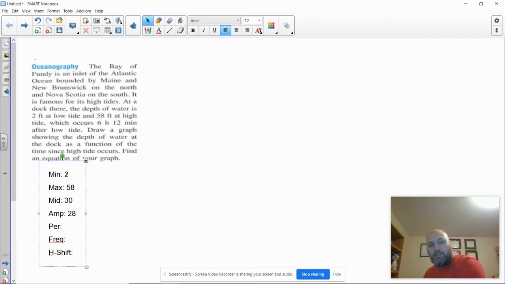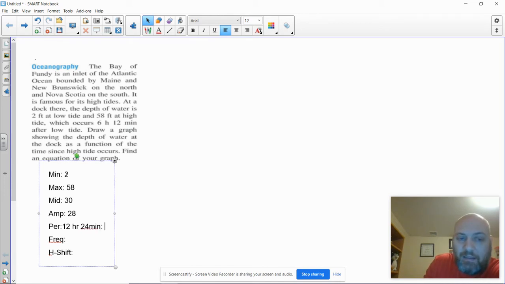The period. So the problem tells us that it goes from low tide to high tide in 6 hours and 12 minutes. To return back to low tide, it's going to take another 6 hours and 12 minutes. So from low tide to low tide will be one full period for a total of 12 hours, 24 minutes.